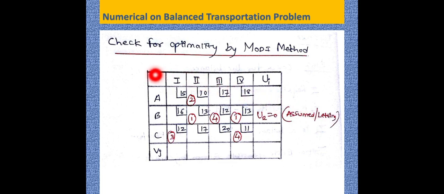To check for optimality by the MODI method, you need to calculate Ui and Vj values for all the allocated cells. Here I assume U2 is equal to 0. Why do I assume U2 is equal to 0? Because this particular row consists of the maximum number of allocations. That's why I consider it as 0.